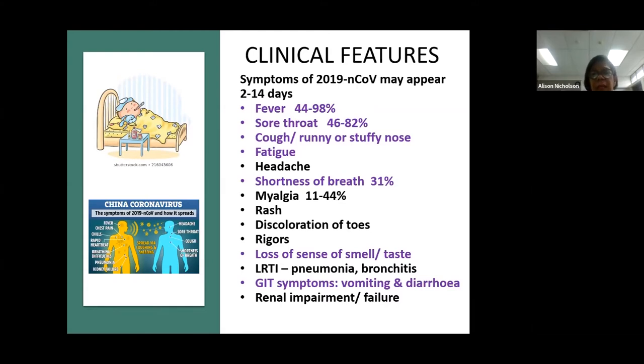Rigors, chills, and loss of the sense of smell and taste. That also is something that has been highlighted in recent times. People just wake up and are unable to smell or unable to taste. If that happens to you, that should be a big clue. Persons may go on to have a lower respiratory tract infection. And I also want to mention the gastrointestinal tract symptoms.